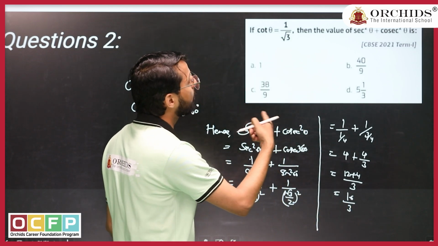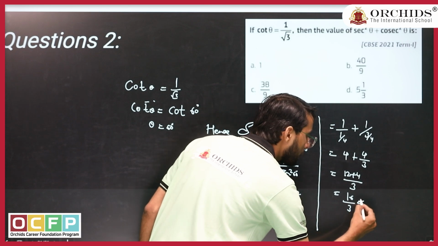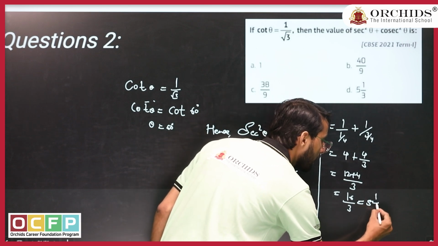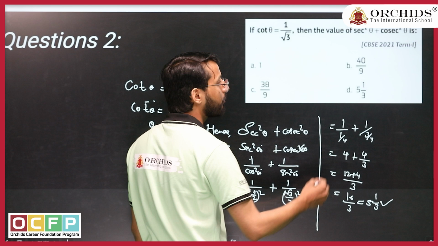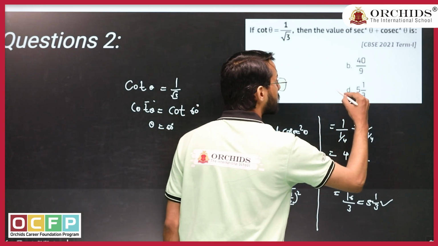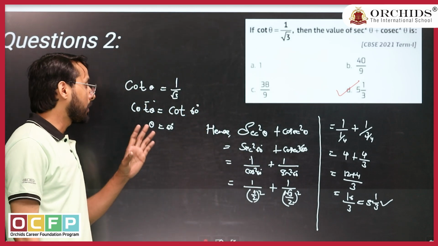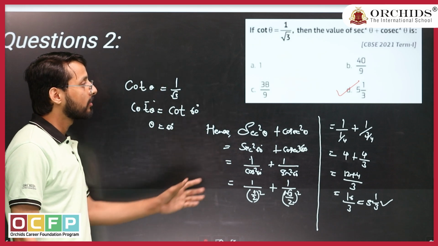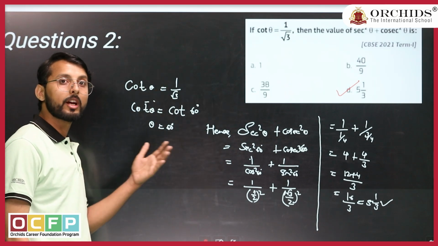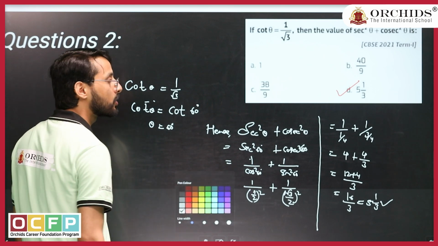Now, can we see any option 16 by 3? No. So it means first we have to make this a mixed fraction: 3 times 5 is 15, 1 by 3. So it is 5 and 1 by 3. So 5 and 1 by 3 means which option is correct? Option D is correct. Is it clear to you? You can pause the video and go through the steps one by one, how we have proceeded with the question. Now, let's see the next question.